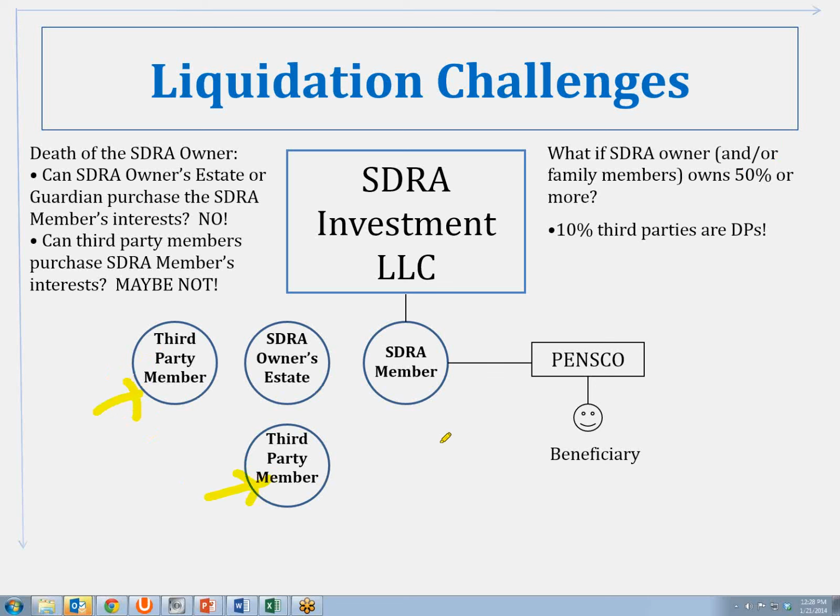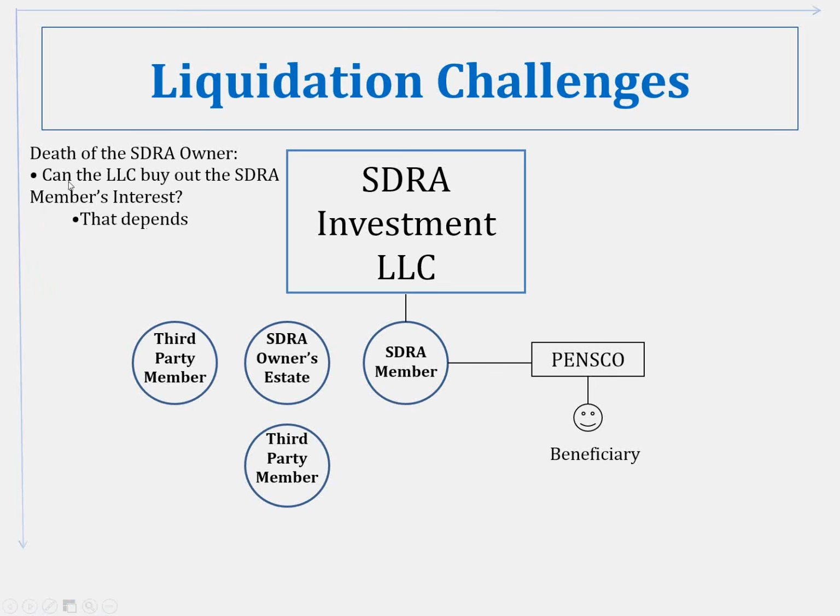So what happens then is that if the LLC is owned by a person who's a disqualified person, that's the self-directed retirement account owner and his or her estate, 50% or more, and these third parties are 10% owners of the same LLC, they become disqualified persons as well. And that doesn't work very well, because that means that not only is the retirement account owner's estate unable to buy out the retirement account's ownership interest, but the rest of the members cannot buy out the IRA's owner's estate either. Not a satisfactory result for most people.